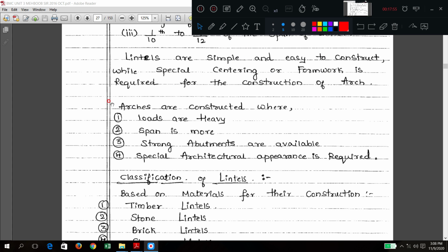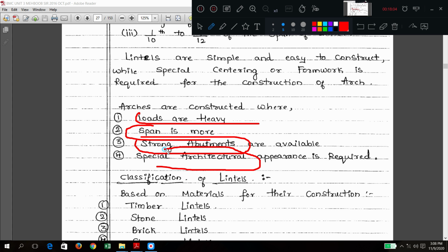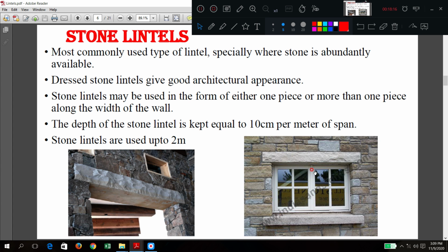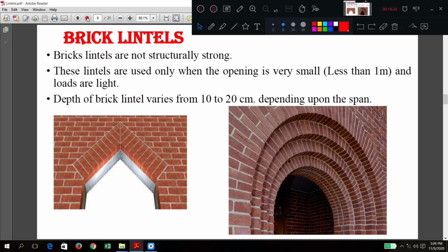Now arches are used where loads are heavy, where the span is more, where strong abutments are there, or where a special architectural requirement is there. In those cases you can go for arches. Compared to lintel, arches are beautiful, no? When you see this diagram and this diagram, which is good? Obviously this one, because for architectural purposes it is very pleasant to watch.